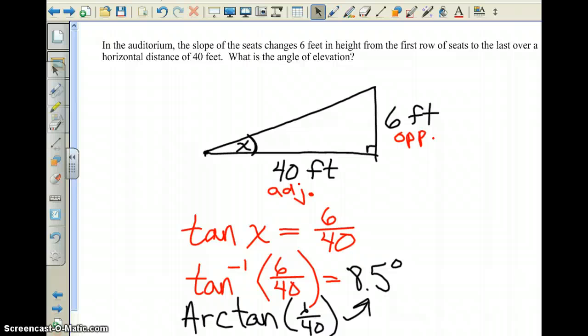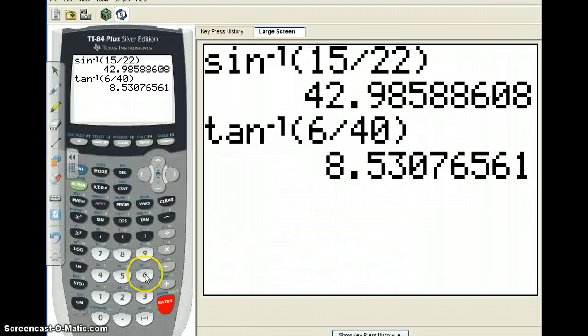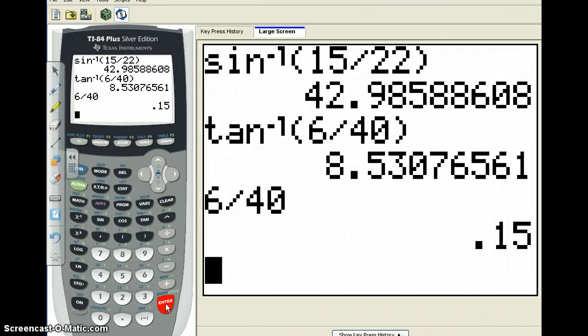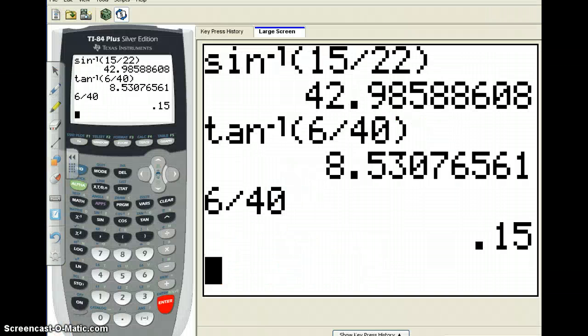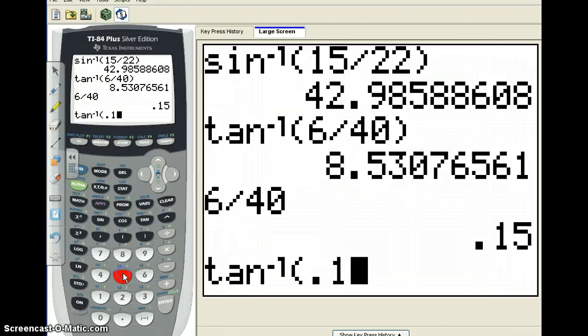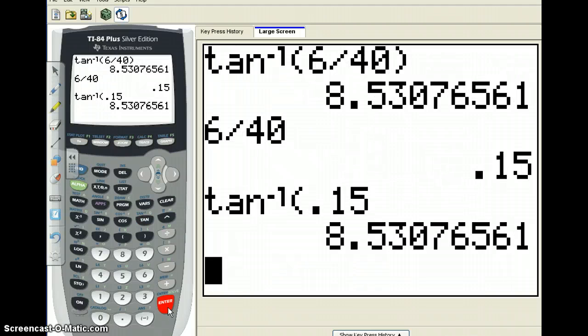And also, just as a side note, if you prefer to change the 6/40 into a decimal, you can also do that. 0.15. So over here, if you want to do inverse tan of 0.15, it will also give us the same answer. Second tan, 0.15, still 8.5 degrees.